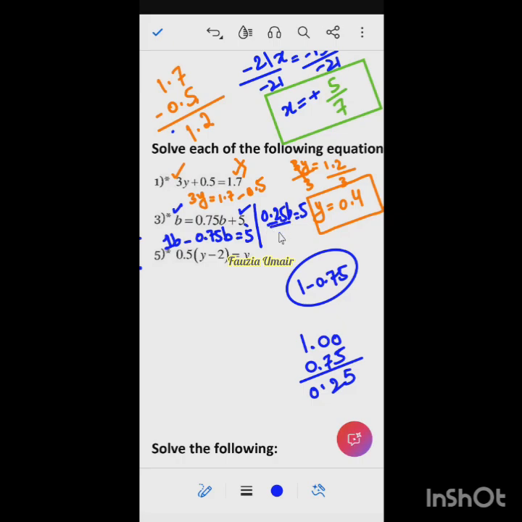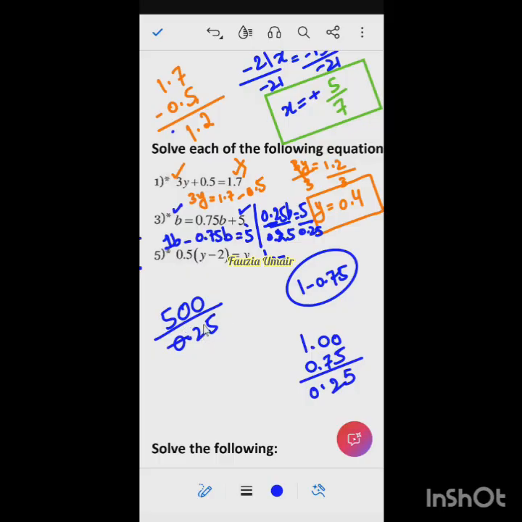Divide with 0.25. The coefficient of the variable b का coefficient क्या है? 0.25. तो इसको भी divide कर दिया. So this is cancelled. So b is equal to 5 divided by 0.25. इसको कैसे सॉल्व करेंगे? अब if I remove this decimal, how many zeros will come here? So the 2 zeros will come.